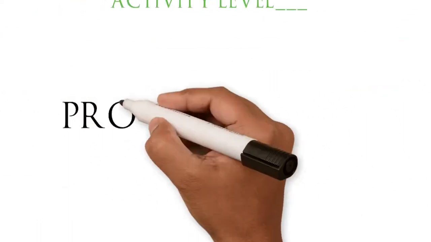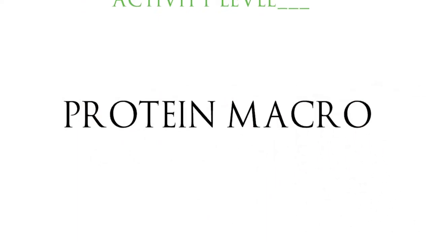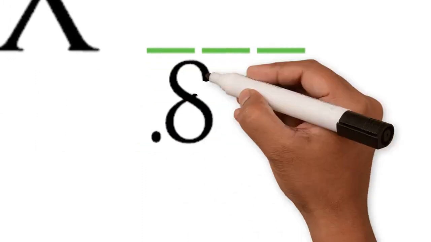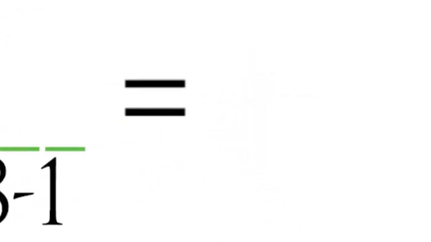Now that you have that, let's figure out what your macros are for protein. You're going to use that current weight and multiply it by either 0.8 if you're a female or 1 if you are a male. This will be your protein intake in grams.